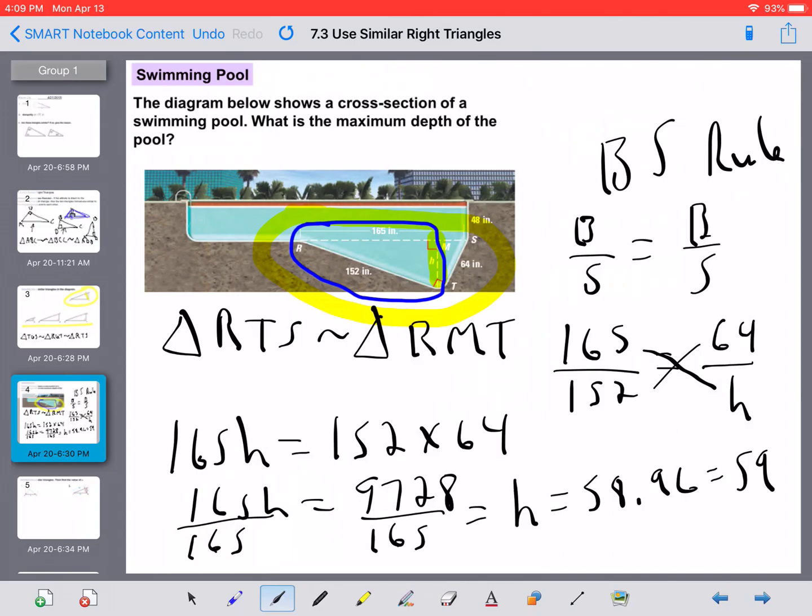To find the maximum depth, I'm going to have to take that height and add it to the 48 inches above that. So 59 plus 48 equals 107. So the max depth is 107 inches, and that would be my answer.